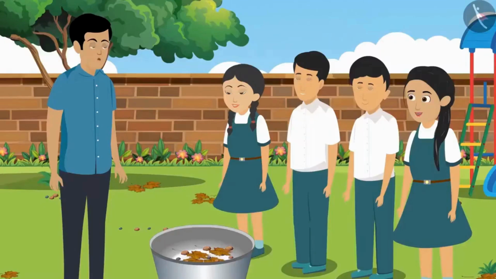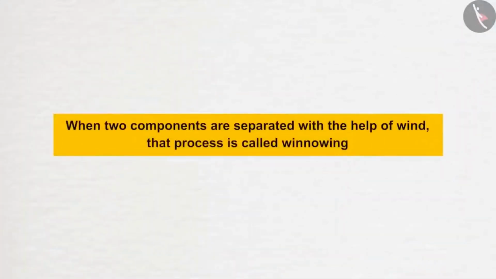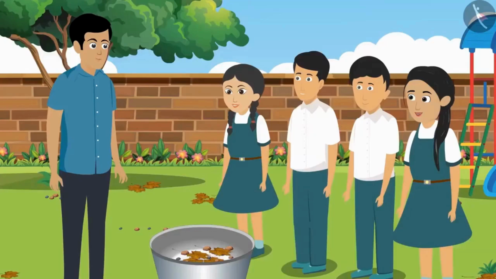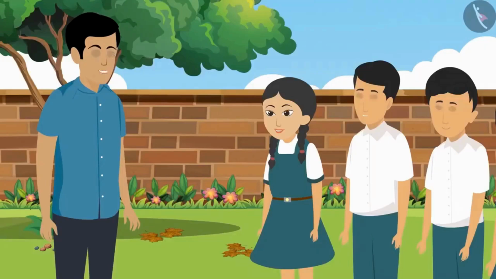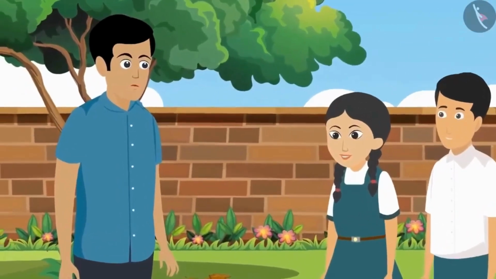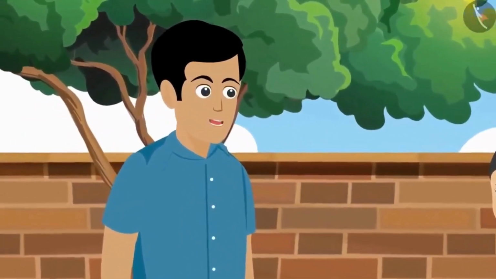And this process is called winnowing. When two components are separated with the help of wind, that process is called winnowing. Can anyone explain what happens in this process? Rohit Bhaiya, with the help of air, light substances are removed and heavy substances remain there. Aman is right. This process is mostly used to remove impurities from the crops.